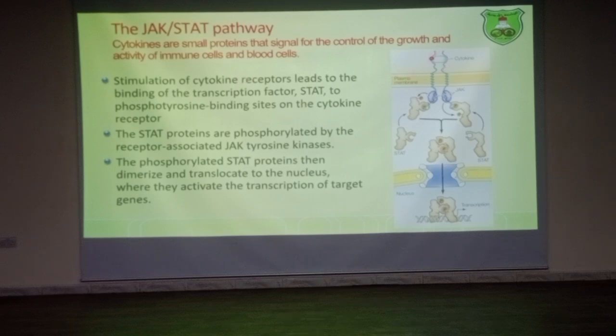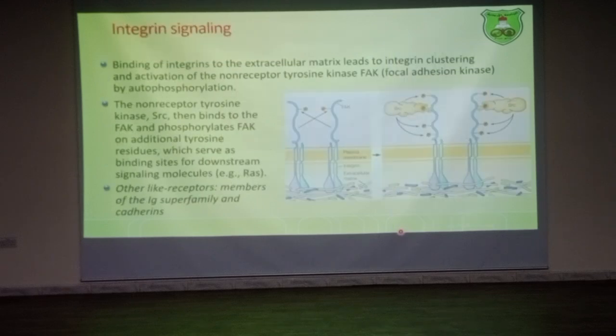In JAK-STAT, the cytokine binds to the receptor. Then JAK, which is a kinase, they get closer to each other. They phosphorylate each other, allowing for the binding of a protein, STAT. STAT binds to the receptor, then JAK phosphorylates STAT. STAT is a transcription factor. Once it gets phosphorylated, it goes into the nucleus and binds to DNA, stimulating gene expression. Okay? And that's what it does. Now what are the genes? Well, it depends on the cell. Immune factors and so on.